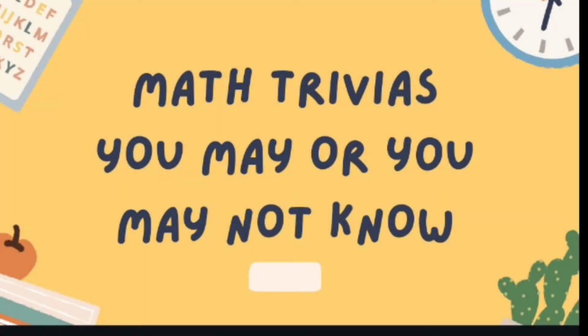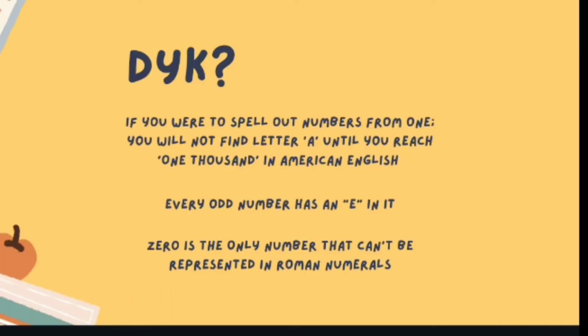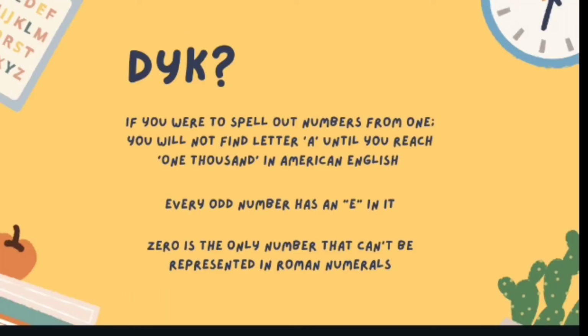Before we head on to activities, I am going to be sharing some math trivia you may or you may not know. Did you know, if you were to spell out numbers from 1, you will not find letter A until you reach 1,000 in American English? Every odd number has an E in it. 0 is the only number that can't be represented in Roman numerals. So that's our math trivia for today.